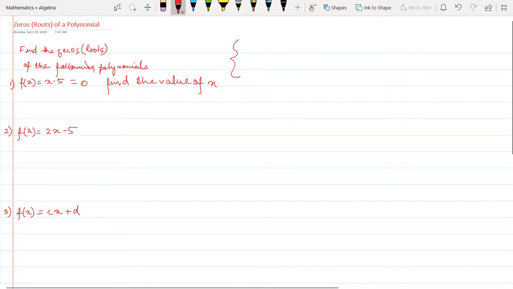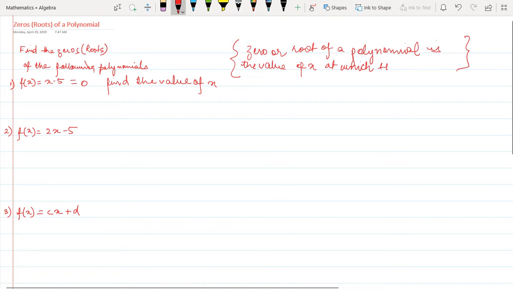So just to summarize here, the 0 or root of a polynomial is the value of x at which the polynomial is equal to 0.